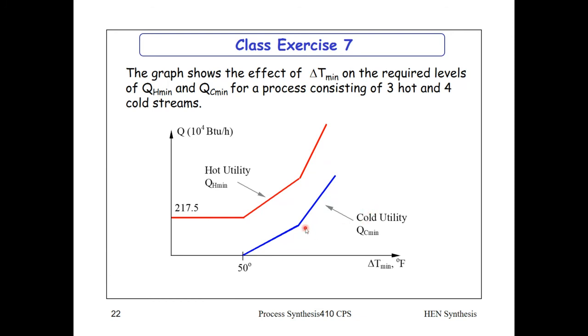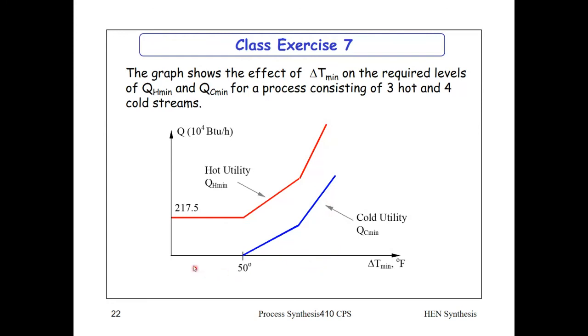Okay, so there are the 4 cold streams. So this is delta T min. As soon as it goes above 50 degrees, then you start using cold utility. It's not quite drawn right, because the difference between these two is always the same when you pull it down.